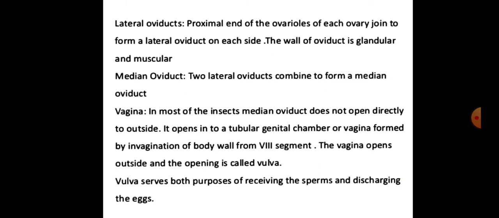Vagina. In most of the insects, median oviduct does not open directly to outside. It opens into a tubular genital chamber or vagina formed by invagination of body wall from eighth segment. The vagina opens outside and the opening is called vulva. Vulva serves both purposes of receiving the sperms and discharging the eggs.